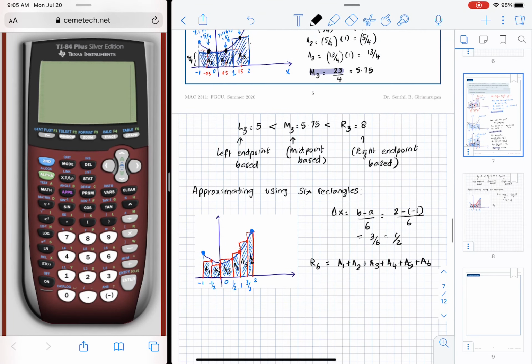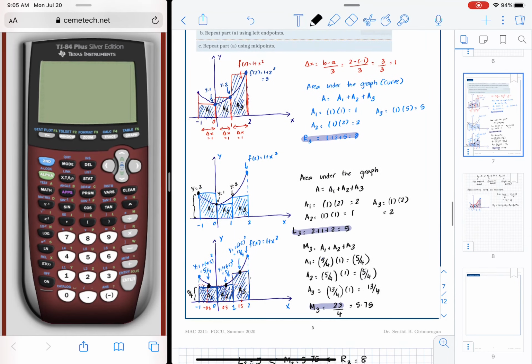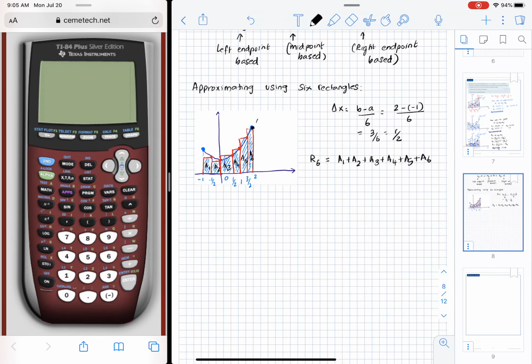We already know some of the endpoints here. At x equals 2, we have 5. So the value of y here is 5. The value of y there is 1 plus 9 over 4, which is 13 over 4. The value of y here is 1 plus 1, we get 2. The value of y here is 5 over 4. The value of y there is 5 over 4.